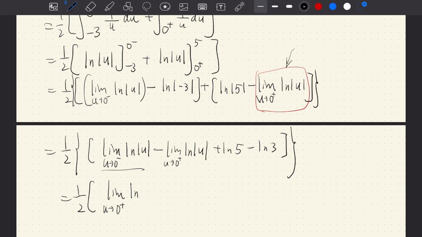Okay, because u is going to 0 from the negative side, but here you have the absolute value of u. So this is basically like u going to 0 from the positive side, but you take out the absolute value, okay? And for the second one, you have the limit as u goes to 0 from the positive side, and because u is going to 0 from the positive side, the absolute value of u is just u, okay? So this is log u.